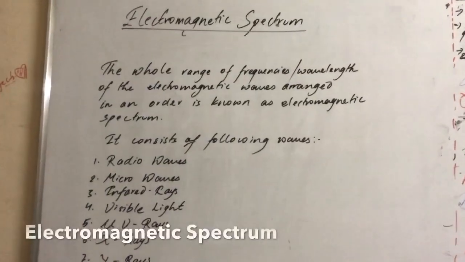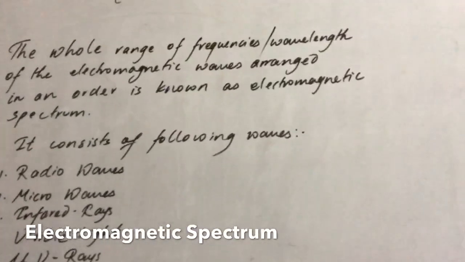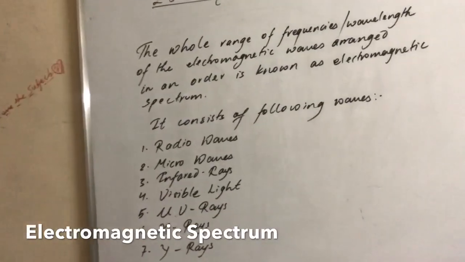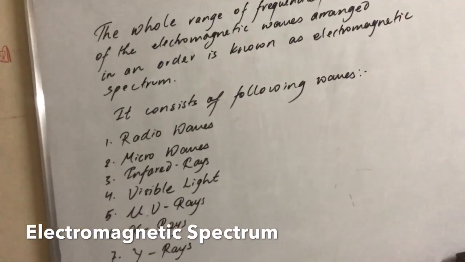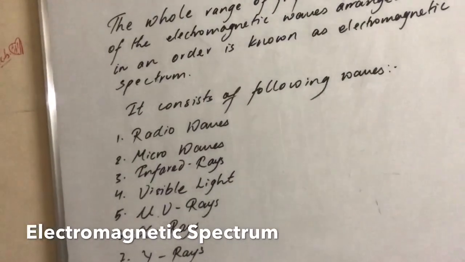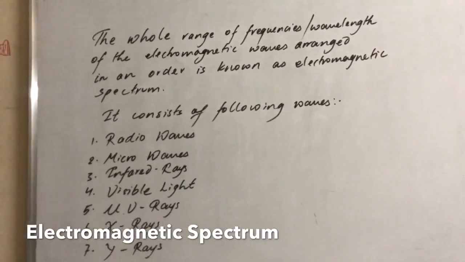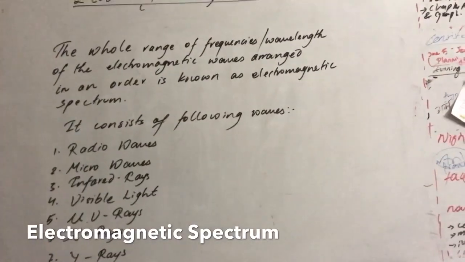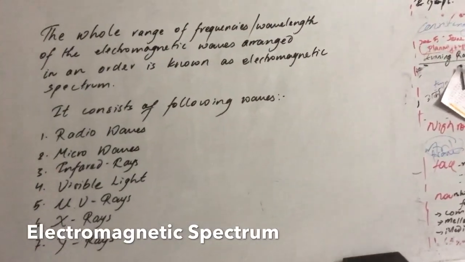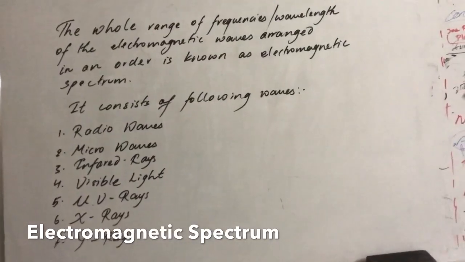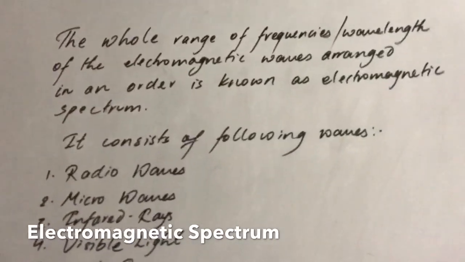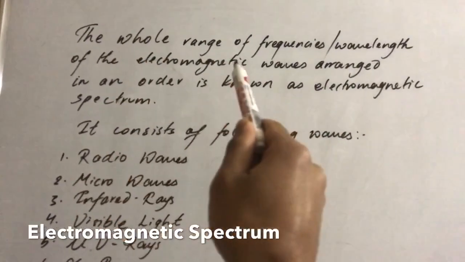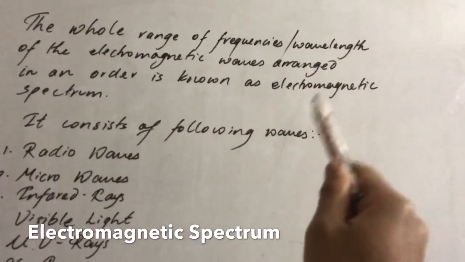Alright, so we'll be going to study about the electromagnetic spectrum. In A-level physics, we have to learn about the wavelength and frequency of the electromagnetic spectrum. Firstly, we'll describe what we mean by electromagnetic spectrum. It means the whole range of frequency and wavelength of the electromagnetic waves arranged in an order.